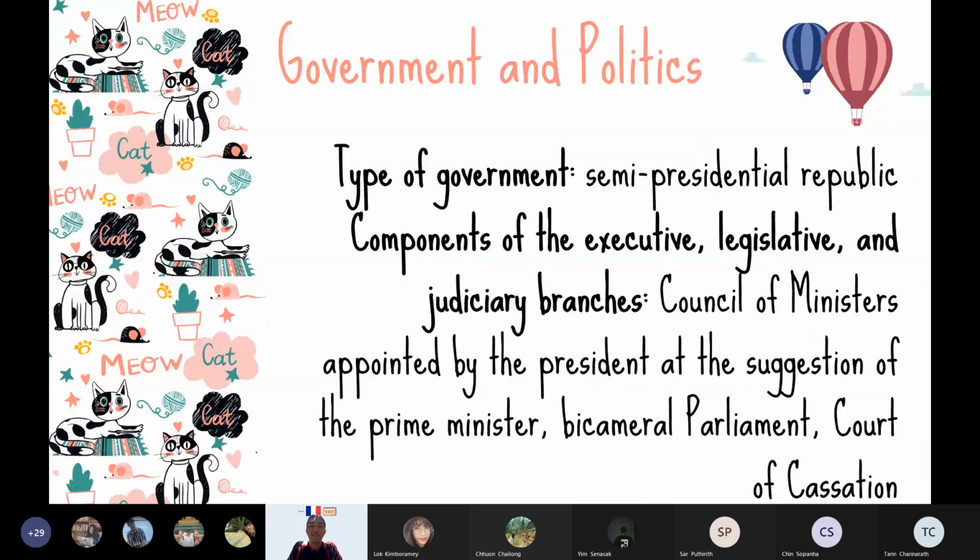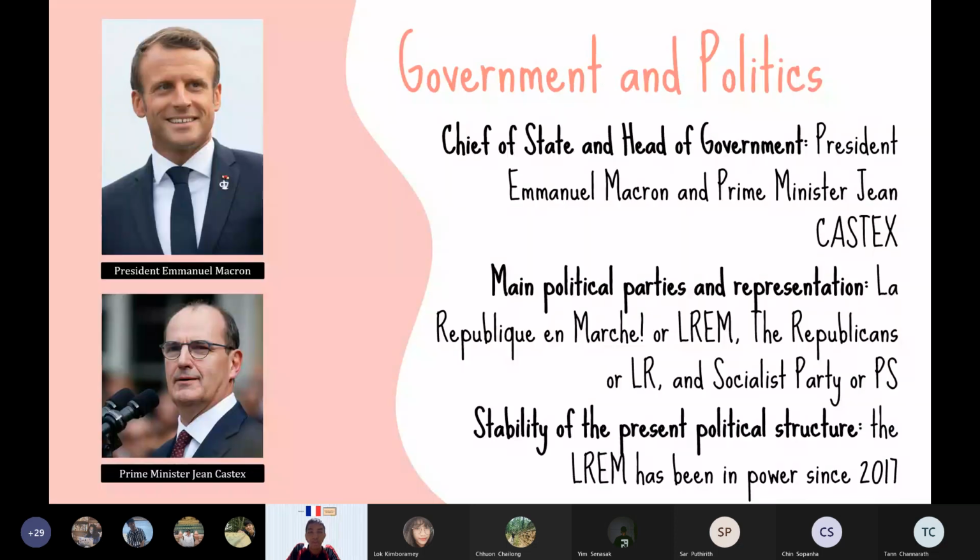So next, for government and politics, our type of government is a semi-presidential republic. Our executive, legislative, and judiciary branches include a council of ministers appointed by the president at the suggestion of the prime minister, a bicameral parliament, and also the court of cassation. For our chief of state and head of government, we have President Emmanuel Macron as the chief of state, and Prime Minister Jean Castex as the head of government. For our main political parties, we have the LREM, the LR, the Republicans, and lastly the PS, which is the Socialist Party. And lastly, for the stability of the present political structure, the LREM has been in power since 2017.